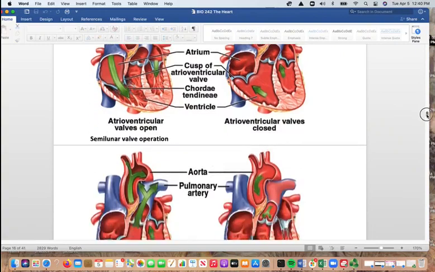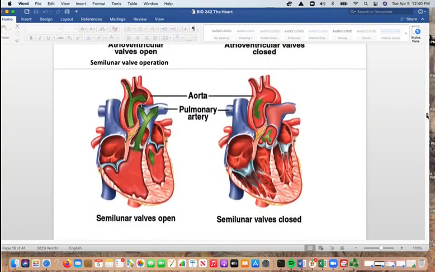So nicely illustrates that. Here with the semilunar valves, when they're open, it's going to allow blood to go out into the aorta and the pulmonary artery. When they are closed, it's going to prevent blood from flowing back into the heart. So a little bit flows back, but it catches the valves and closes them.